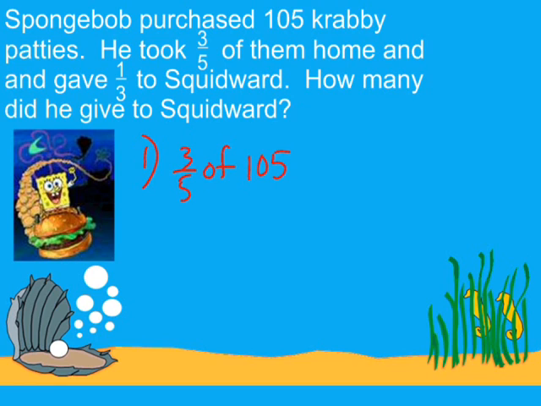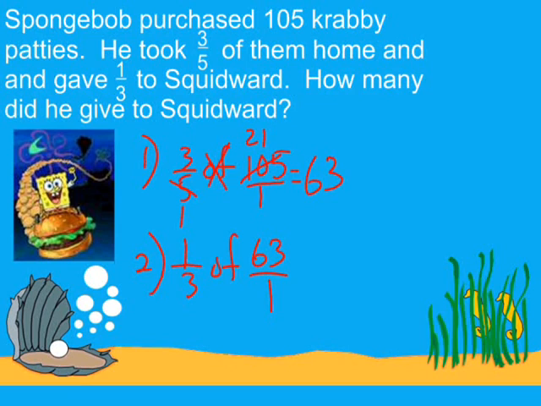"Of" means multiply. I'm going to make this improper. Now we can cancel the 5 and the 105 because 5 goes into both of those. 5 goes into 105 21 times. And then we do 3 times 21. He took 63 patties home. Now, of those patties, he gave 1/3 of them to Squidward. He gave 1/3 of the 63 patties to Squidward.